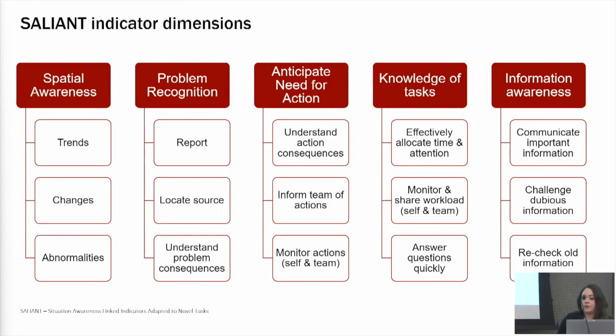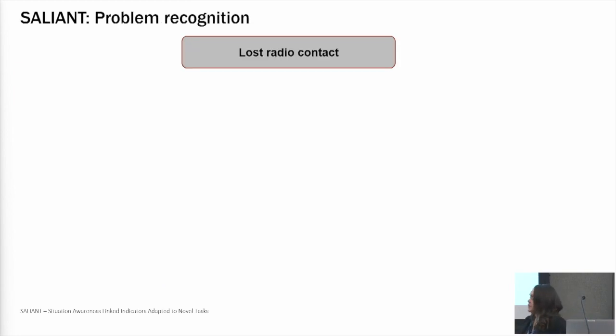So to make sure we're all on the same page in terms of how these would look, people sometimes have a difficult time thinking about what these would look like. We'll go through a quick example talking about specifically the category of problem recognition. So suppose we have a team, use the example of an air crew.